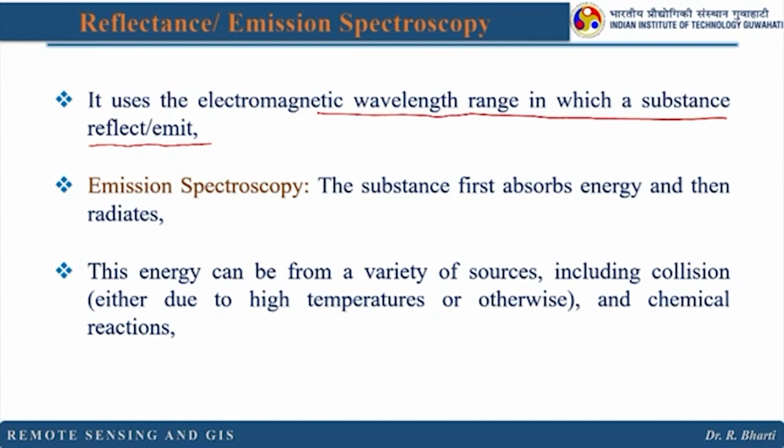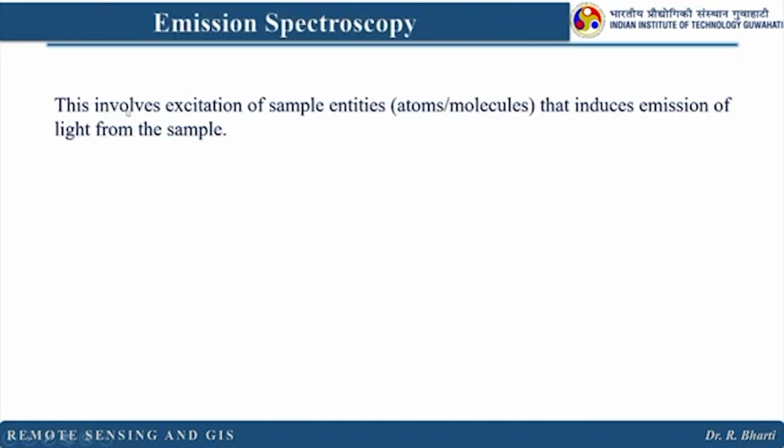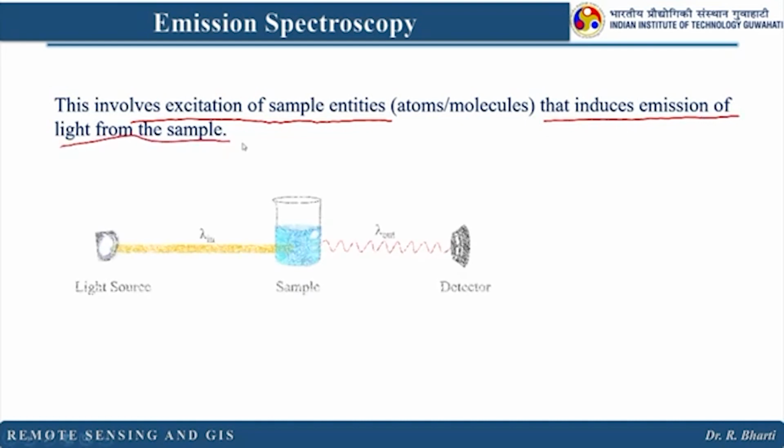I hope you remember that part. The energy can be from a variety of sources, including collision, either due to high temperature or otherwise, and chemical reaction within the sample itself. So in emission spectroscopy, this involves excitation of the sample entities that induces emission of light from the sample.